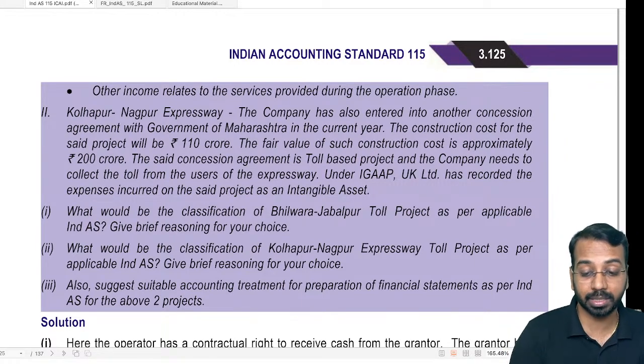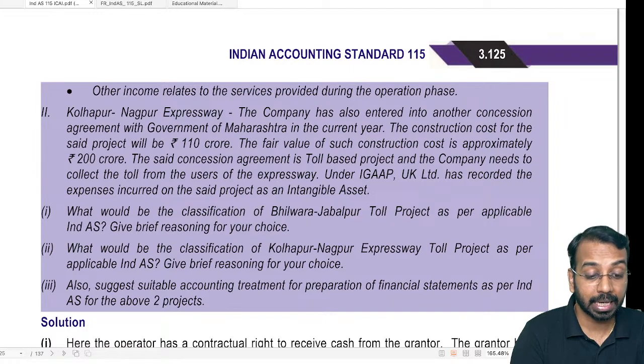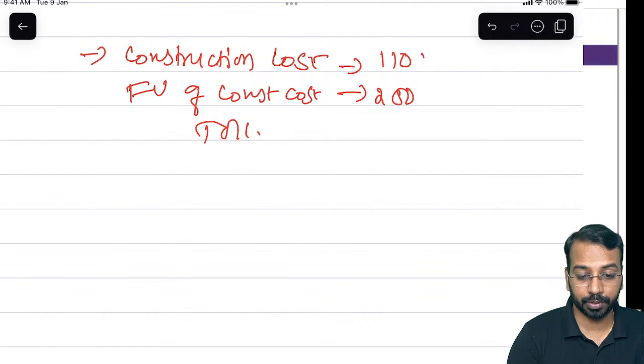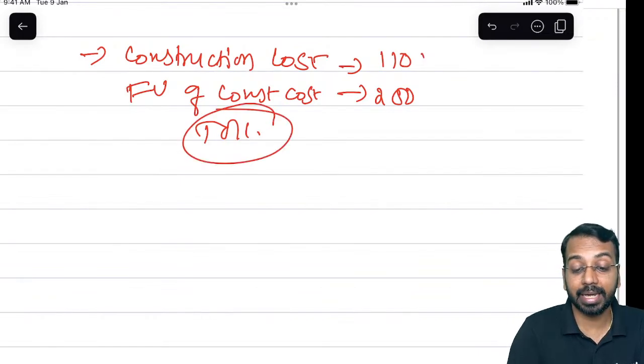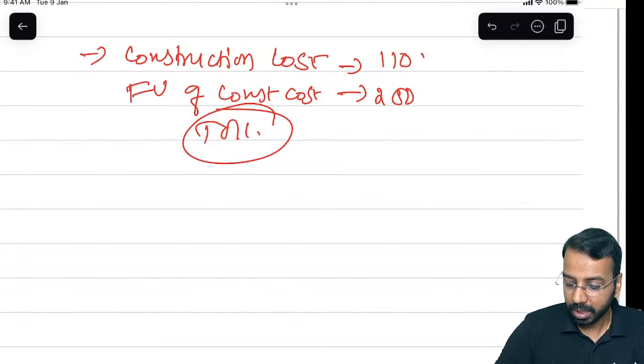In the case of the Bhilwara-Jabalpur toll project, we said it will recognize a financial asset. In the second case, in the case of the Kolhapur-Nagpur Expressway, we will say it is an intangible asset because we have a right to collect the amount as toll from the customer. I have a right to receive the money from the end customer. That right to receive the money, I am recognizing it as an intangible asset. Now, how should I recognize revenue? How does this entire transaction work?